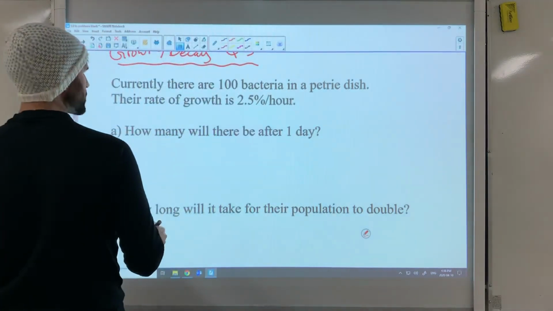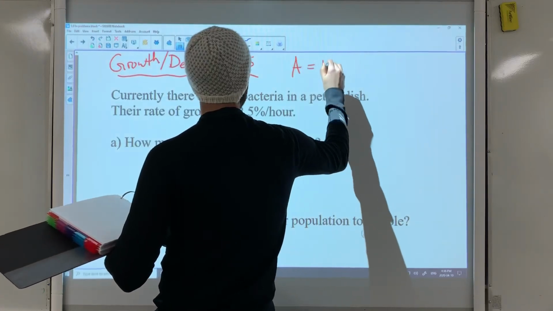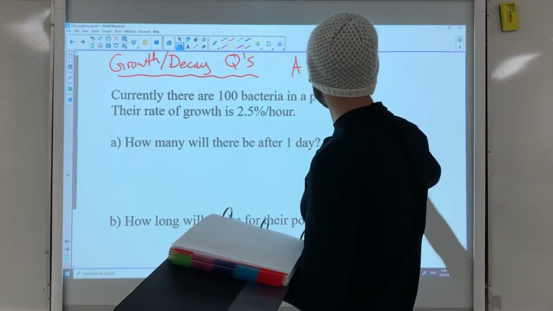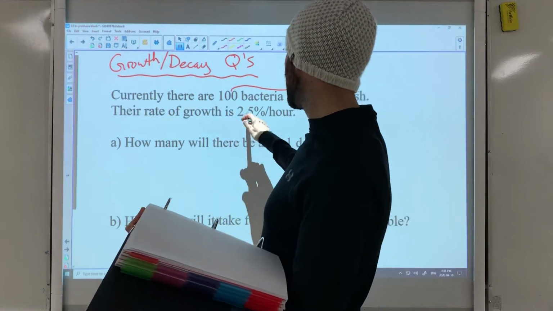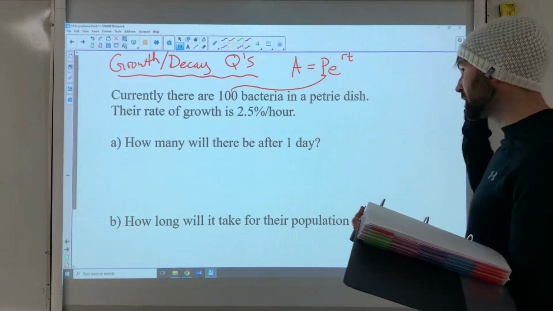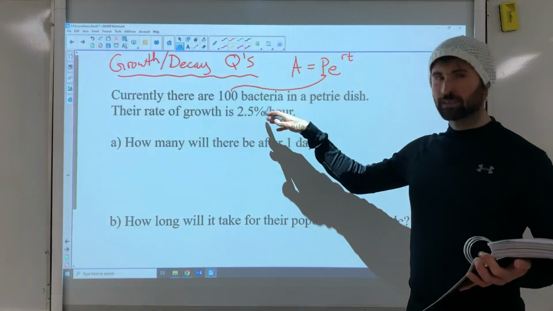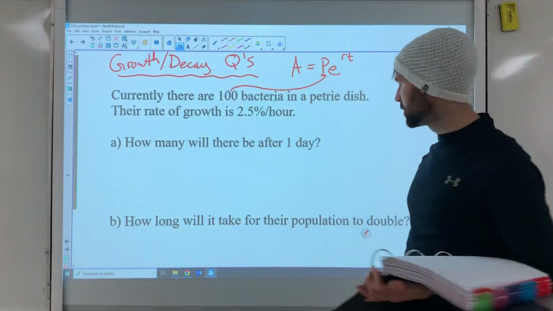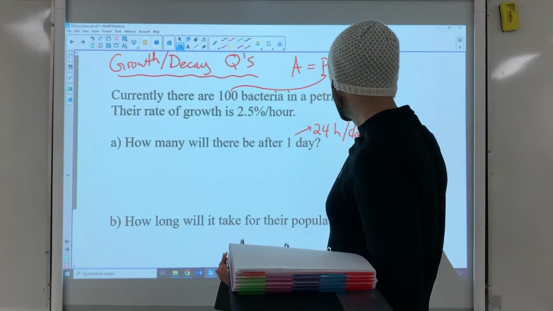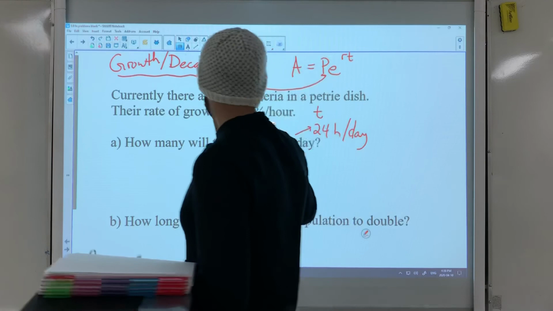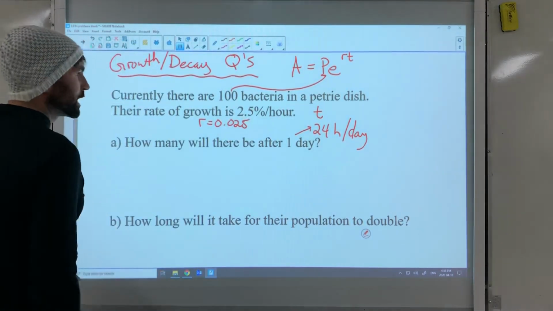So, currently there's 100 bacteria in a petri dish. So, in my formula here, A equals Pe raised to the power of rt, P is 100. The rate of growth is 2.5% per hour. And then they ask, how many will there be after 1 day? Well, you need to make sure that if your rate is in hours, your time frame is also in hours. So there are 24 hours per day, so time is going to be 24. The rate we need to divide by 100, so we're going to get 0.025, and we have everything we need.